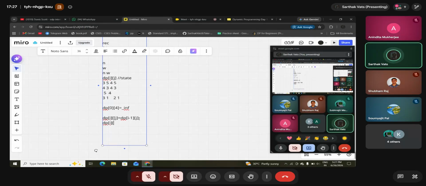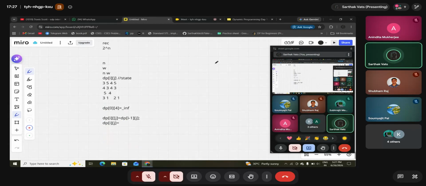But what if I'm going to take this? Suppose currently I'm considering weight 5, right? And my current stone weighs 2. So what do I need? Can I make 5 with this 2? Of course I can. But for that, I would already need 3 to be there, right? So 3 plus 2, the weight becomes 5.